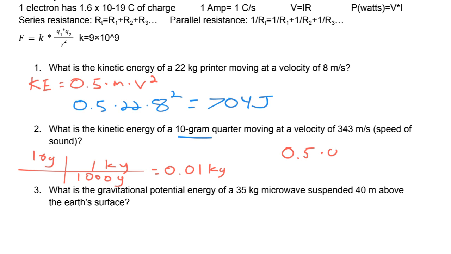And now we can just plug it into our formula just like we did the last one. 0.5 times 0.01 times 343 squared. And let's see what we get there. And I got 5,882 joules. All right, so much more energy with this small object moving much, much quicker than the big object in the problem up above.